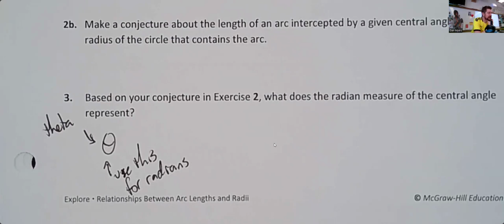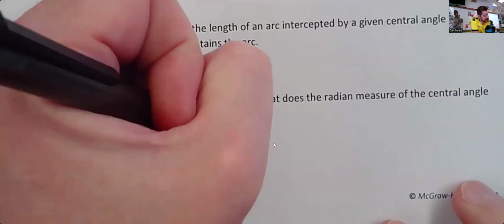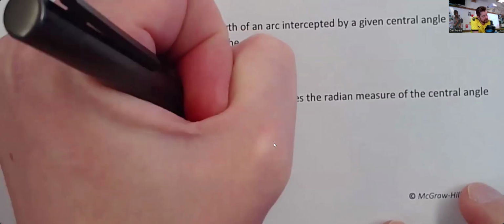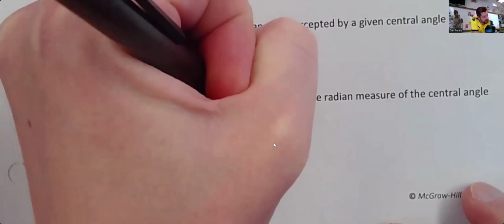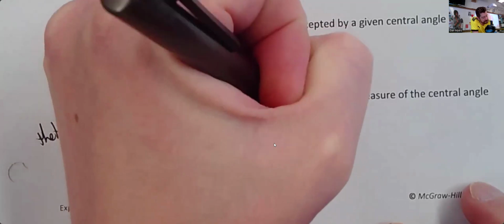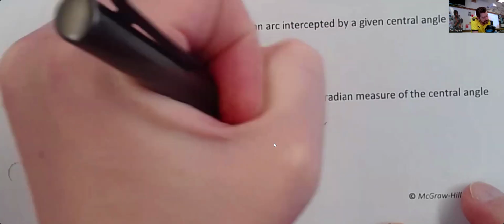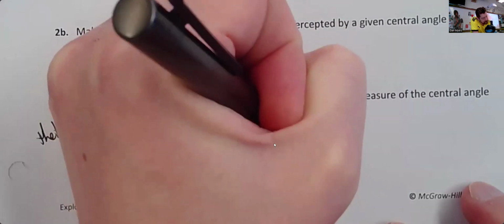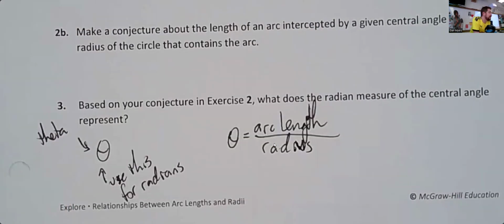So based on the conjecture in exercise 2, which we just said, it's always going to be the same. What does the radian measure of the central angle represent? So the radian is equal to, you ready for this? It's equal to the arc length divided by the radius. Arc length divided by radius is a radian.